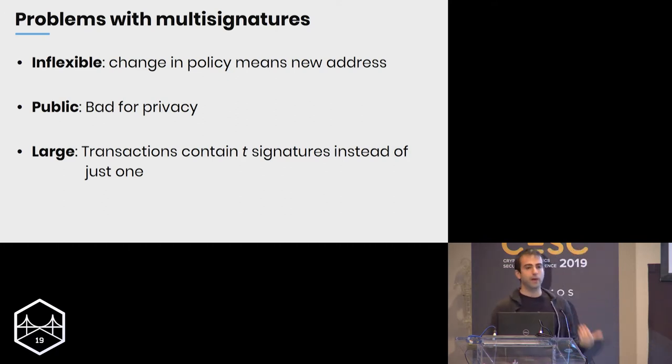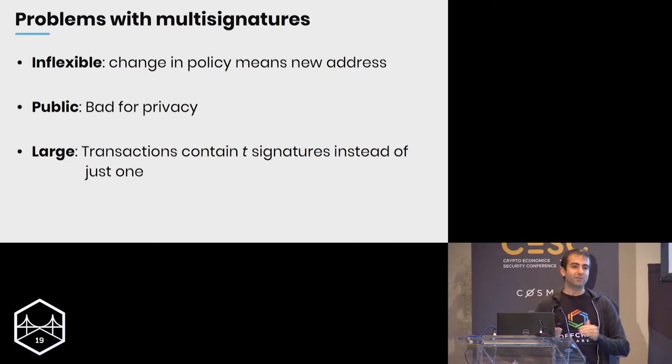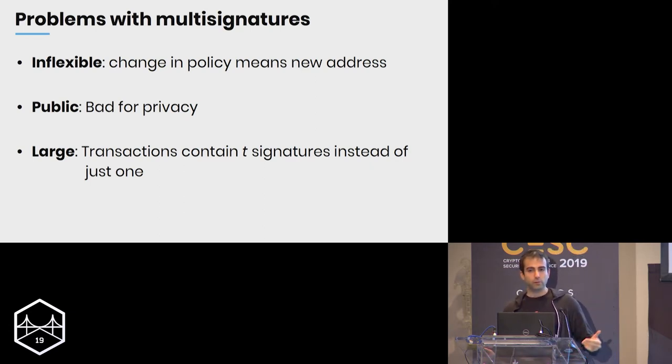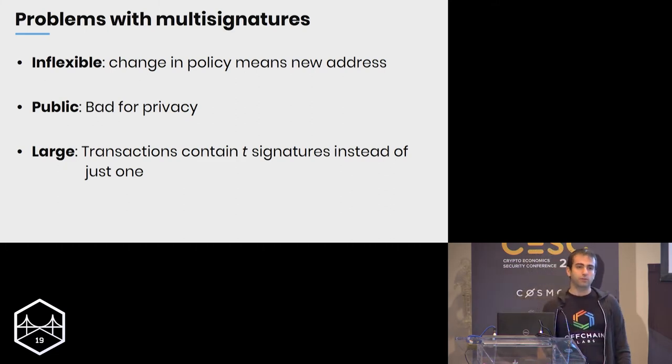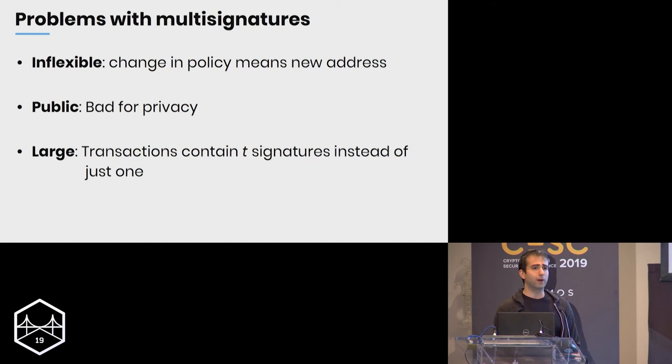And number two is it's also bad for privacy. What type of company wants their internal access structure of how they access their money and their approval process known to everyone in the world? And that's exactly what you have with multi-signature addresses. And actually, there are other subtle privacy problems with this as well. And the other thing is, these transactions are large.